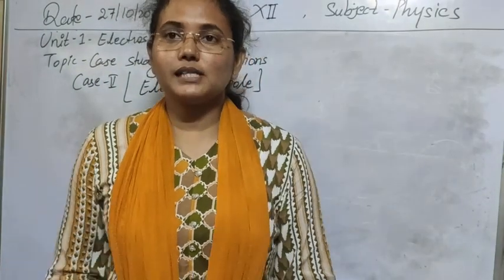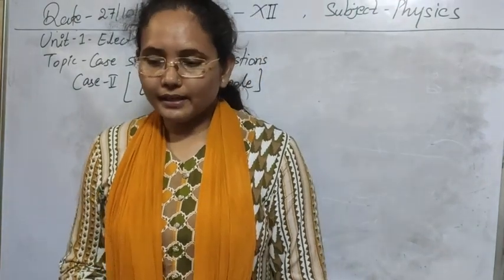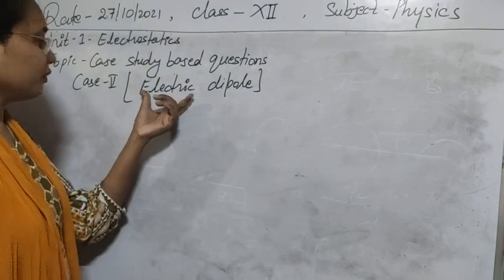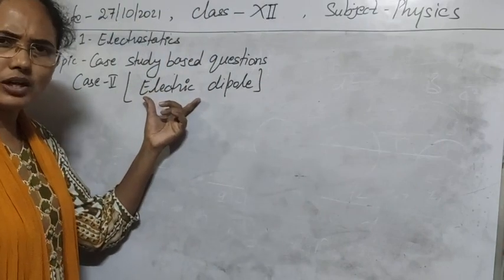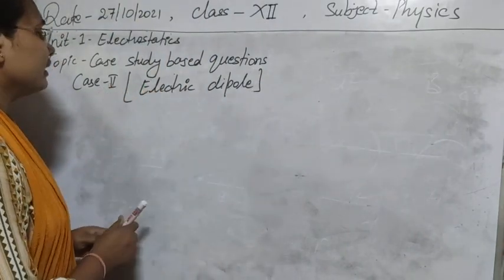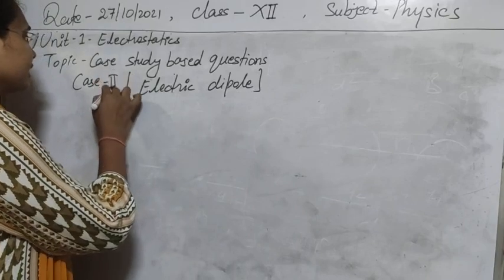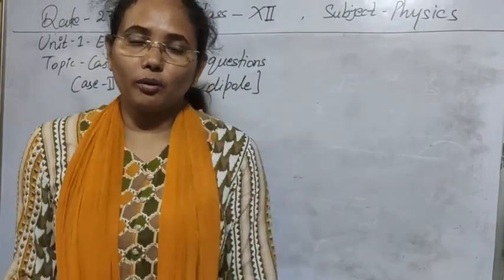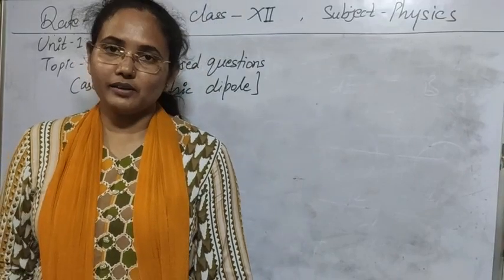So students, now let's see our second case here. The second case study for us in the unit electrostatics, from the chapter electric charge and field, is the concept of electric dipole. So this is now our second case that we will see. Electric dipole is a whole topic, so let me just read the case study first for you.